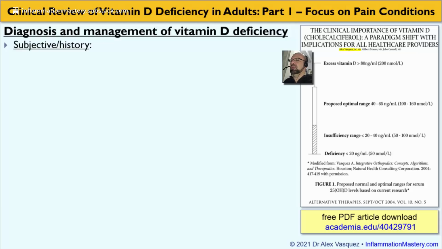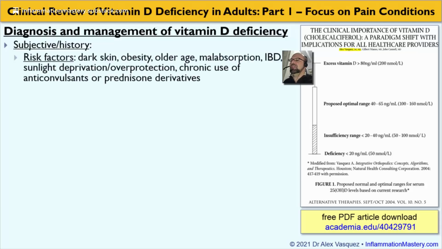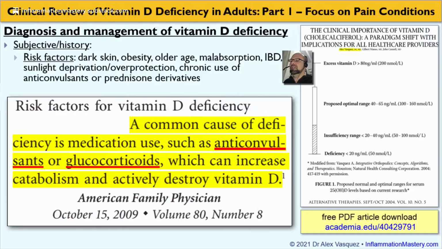Subjective or historical components include risk factors such as dark skin, obesity, older age, malabsorption, inflammatory bowel disease, of course because of the inflammation and the malabsorption, sunlight deprivation or overprotection, and chronic use of anticonvulsants or prednisone derivatives, often called steroids or anti-inflammatory steroids.